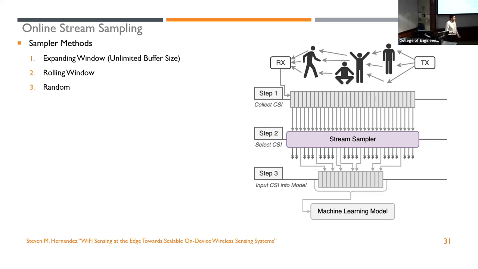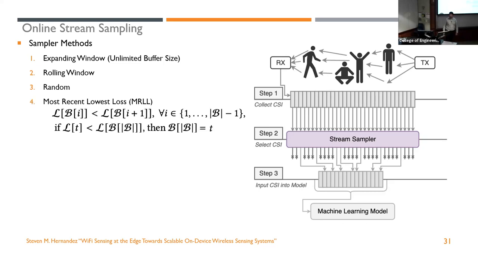So we just randomly decide, okay, this is important or not important. And then based on that, we can randomly place it in the buffer. More interestingly, we can look at something like the most recent lowest loss. So assuming that the buffer is sorted depending on the loss of the sample at a given time t, if the loss at time t is less than the highest one that already exists in the buffer, then we can simply replace it and resort it.